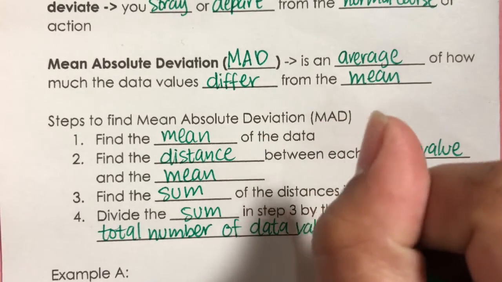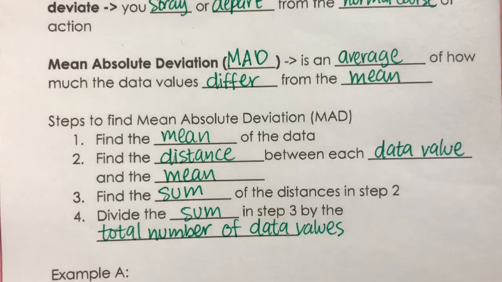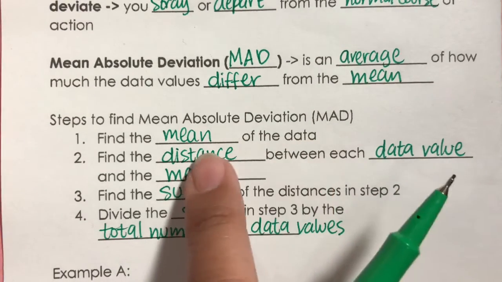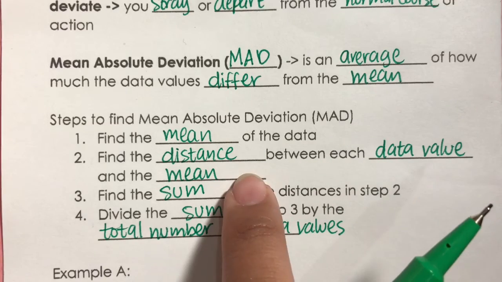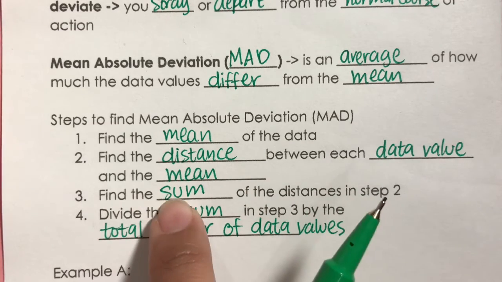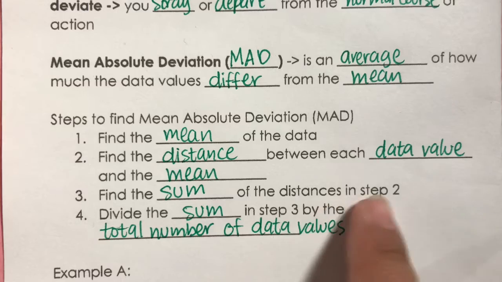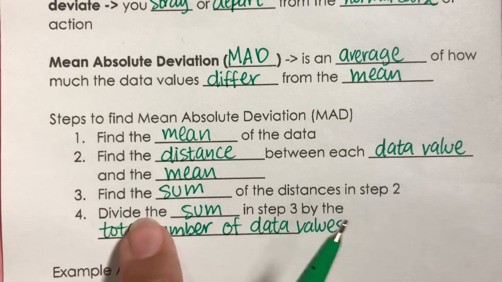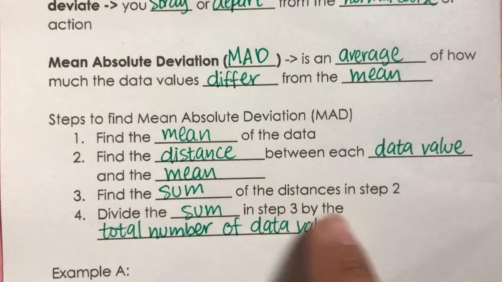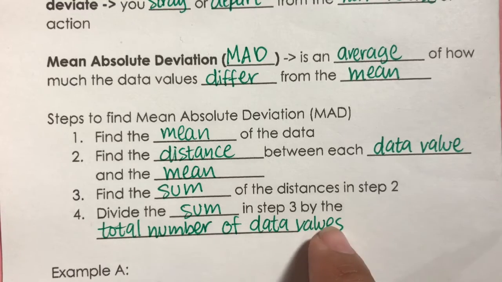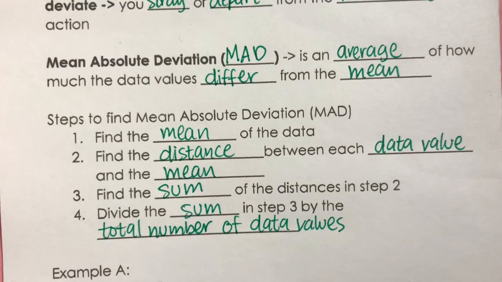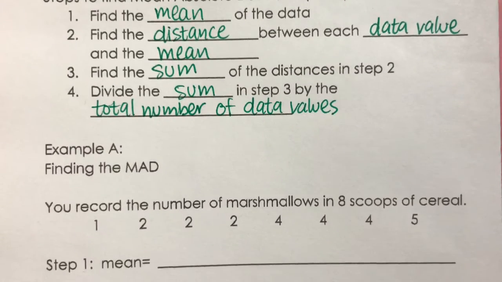Running out of room, but that's okay. There you go. Okay, so that's our 4-step process. You're going to find the mean of the data, then find the distance between each data value and the mean, then find the sum of the distances in step 2. Then step 4, we're going to divide the sum in step 3 by the total number of data values. So let's go into our first example.